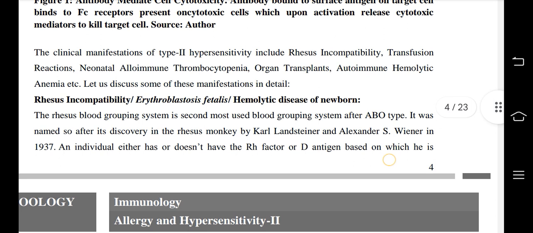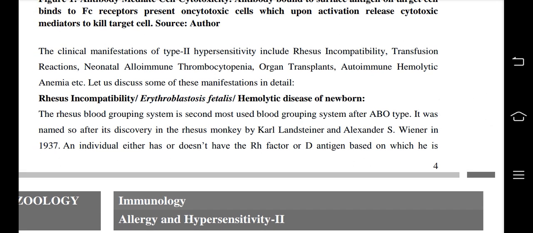The clinical manifestations of type 2 hypersensitivity include rhesus incompatibility, transfusion reactions, neonatal alloimmune thrombocytopenia, organ transplants, autoimmune hemolytic anemia, etc. Let us discuss some of these manifestations in detail.